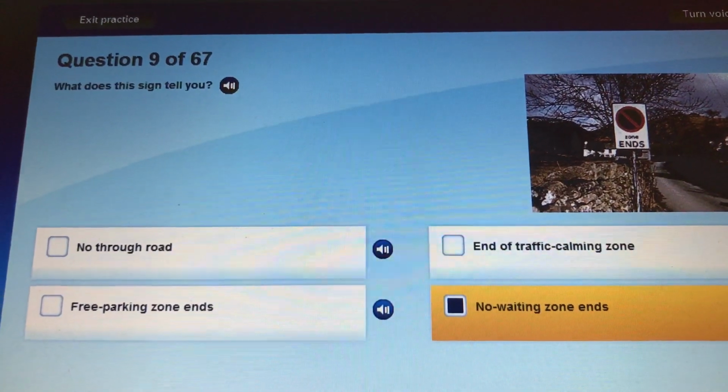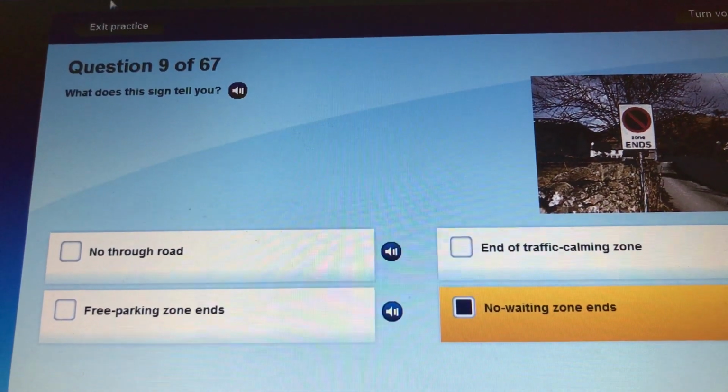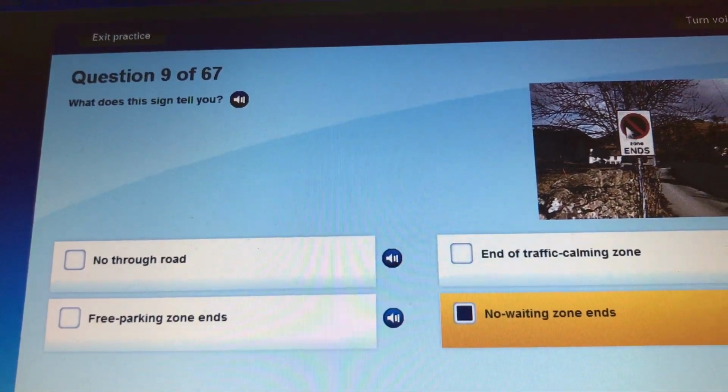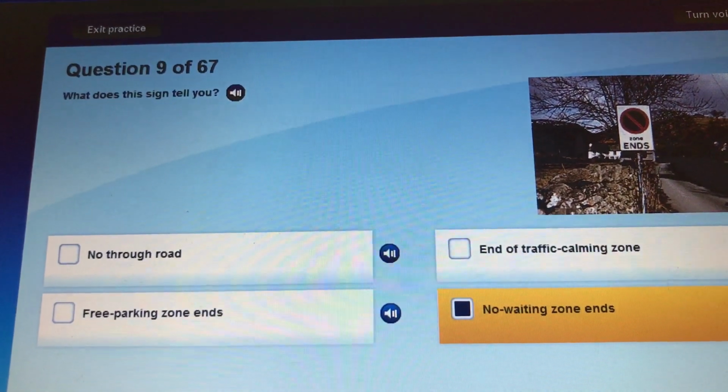What can you see in the picture? Parking restriction. But also it says here ends. So parking restriction ends. No waiting zone ends.